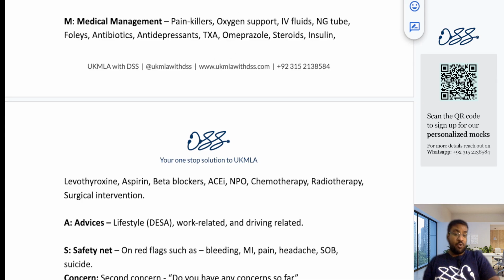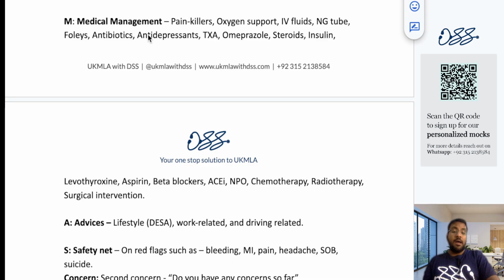Okay, you may want to share the idea of getting chemotherapy, radiotherapy done, or you may want to talk about the surgical interventions. Okay, so these are the possible medical managements that are most commonly encountered, and these are the things that can be done at your FY2 level. Okay, talk about chemotherapy and radiotherapy, talk about surgical intervention.